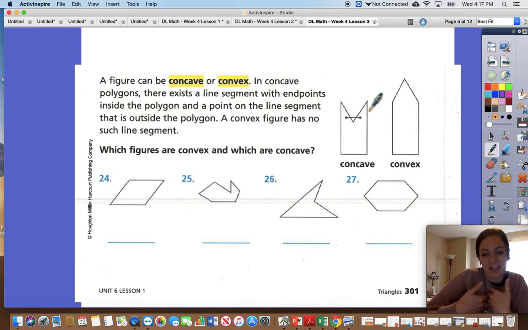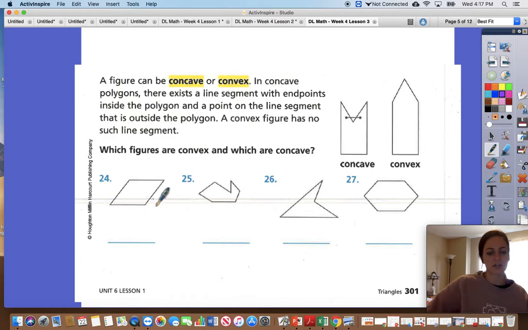Okay, so it's like the shape caves in on itself. Okay, so here's an example. A convex figure has no such line segment, so that means it goes out, or none of the line segments go in or cave into itself. Okay, so let's decide which one of these are concave and which ones are convex.